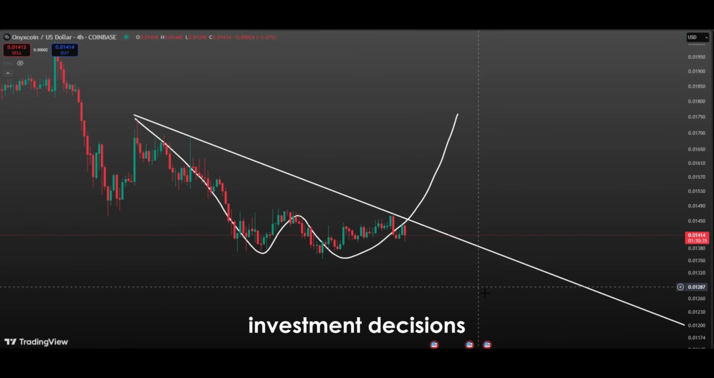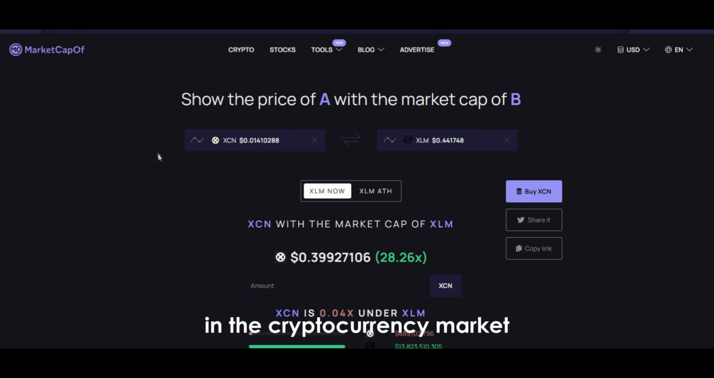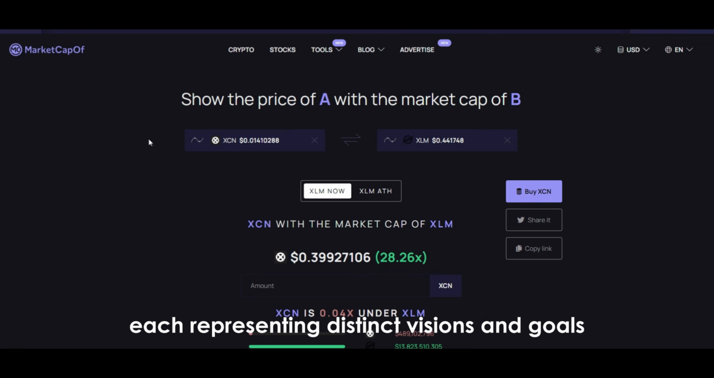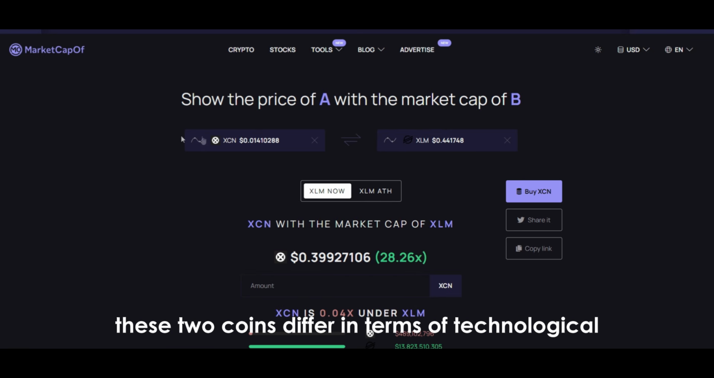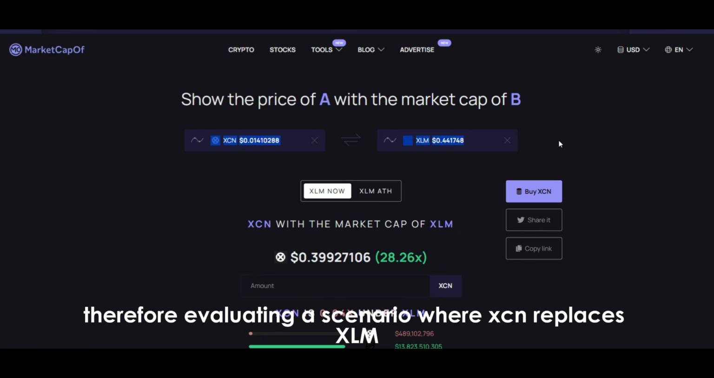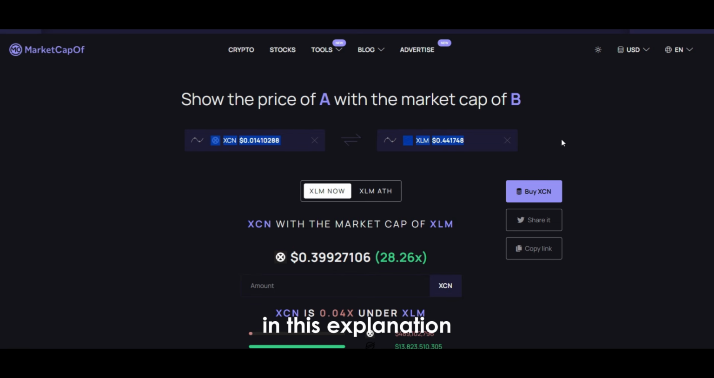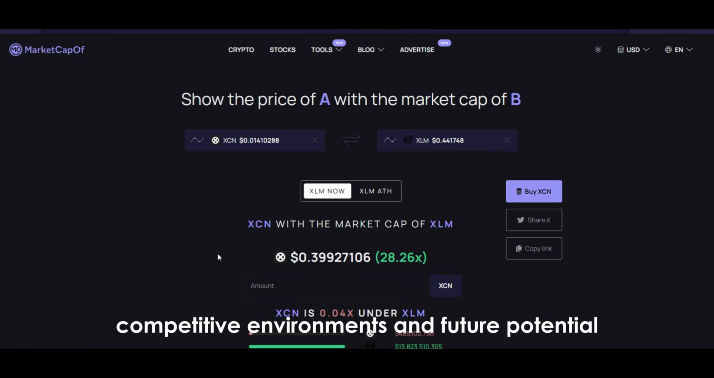XCN and XLM are two different projects in the cryptocurrency market, each representing distinct visions and goals. These two coins differ in terms of technological infrastructure, intended use, ecosystems, and market positions. Therefore, evaluating a scenario where XCN replaces XLM requires a detailed analysis and a broad perspective. In this explanation, we will first provide a comprehensive look at the technical and fundamental features of both projects, their market dynamics, user bases, competitive environments, and future potential.